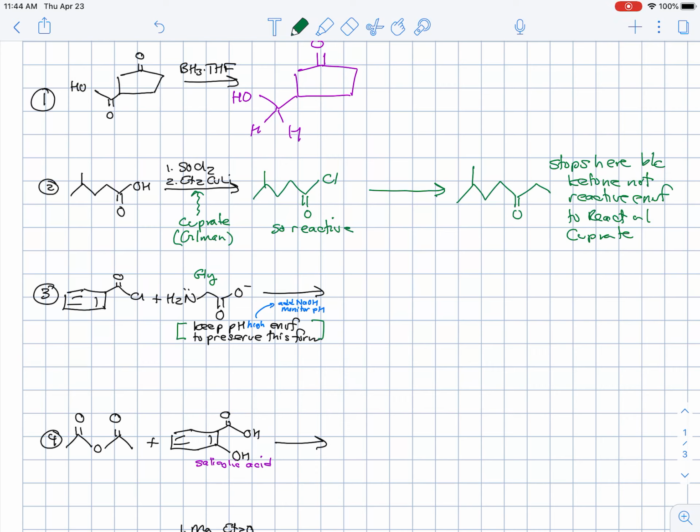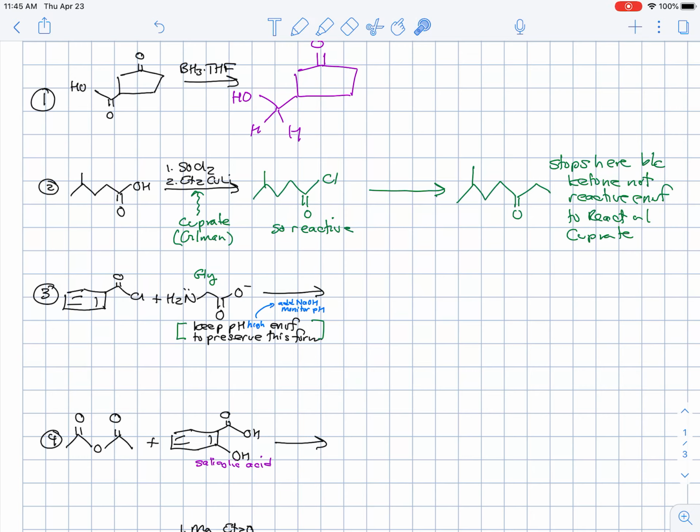And there are a couple reactions like this in this chapter that exploit different reactivities, either in this case for an organometallic to stop at the ketone, and then there are also some where you take carboxylic acid derivatives and you're able to stop at the aldehyde instead of going all the way to the primary alcohol.